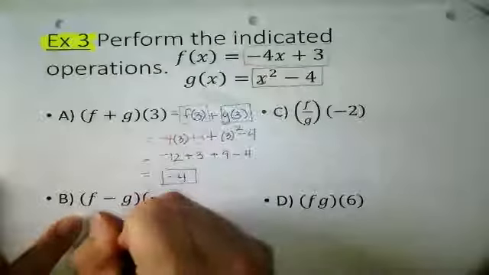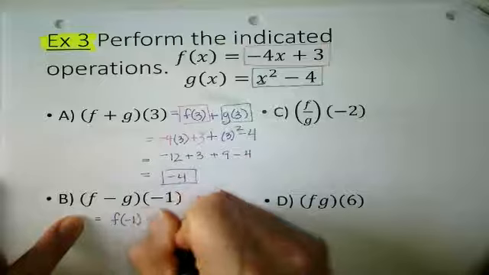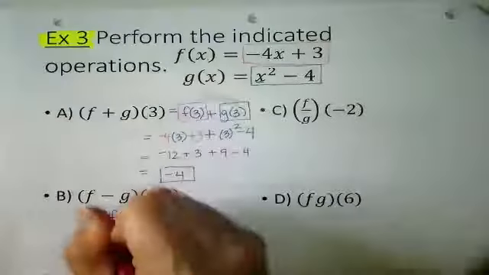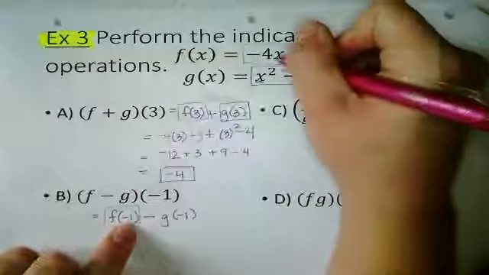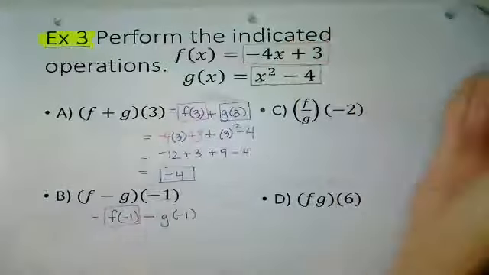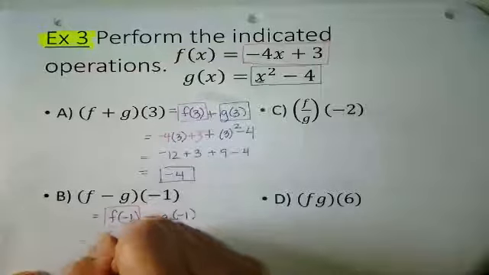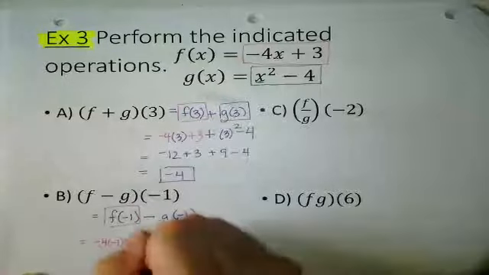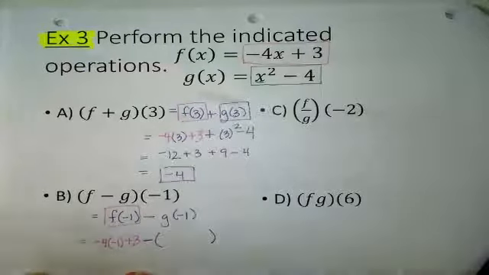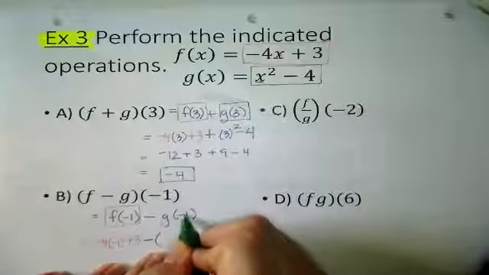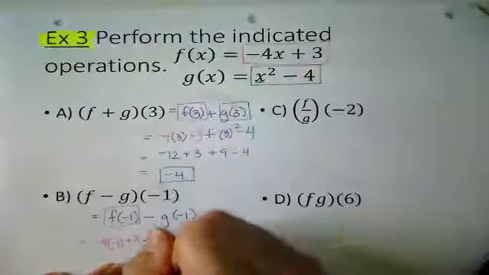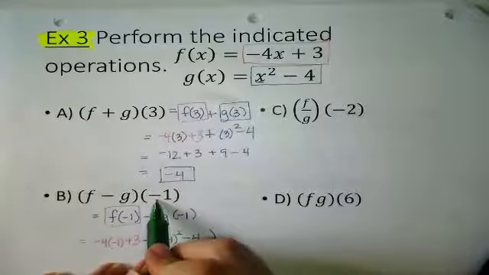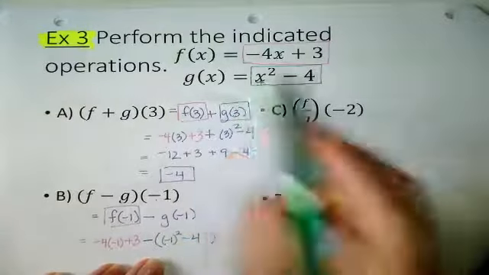Here we have, this really just means f of -1 minus g of -1. So again, we do need to be a little bit careful. We're going to go to our f function, and we're substituting in a -1 in place of the x. So that would be -4 times -1 plus 3. And we're going to subtract the whole g function. You need to be careful. Again, we're plugging in -1 in place of the x. So that's -1 squared minus 4.